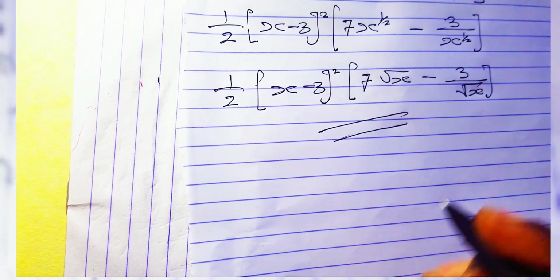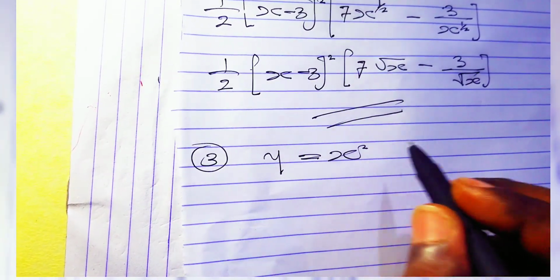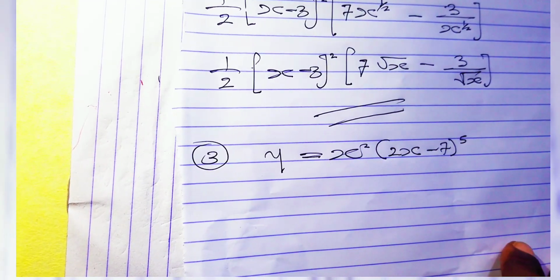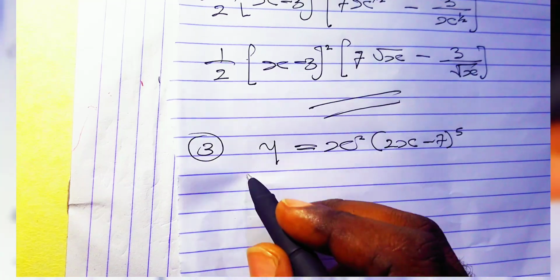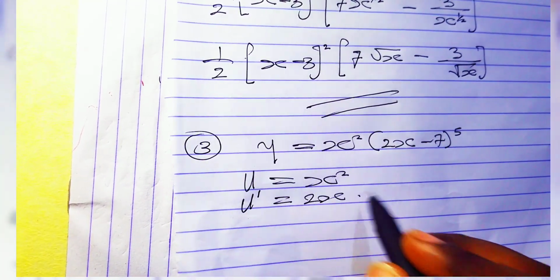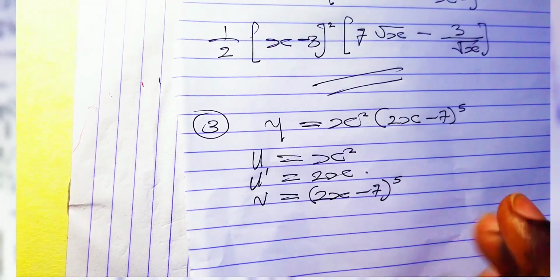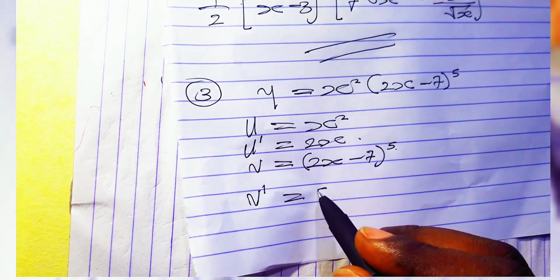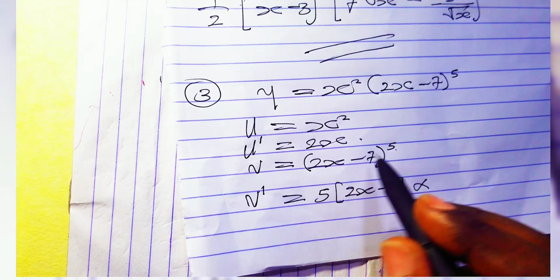Then let's move on to question 3. Question 3 says y equals x squared in the bracket 2x minus 7 raised to the power of 5. This is also a combination of the product rule and chain rule. Our u is going to be x squared, and differentiating u gives 2x. Then our v is going to be 2x minus 7 raised to the power of 5, and v prime is going to involve the chain rule: 5 multiplied by 2x minus 7, times the derivative of 2x minus 7, which is 2.